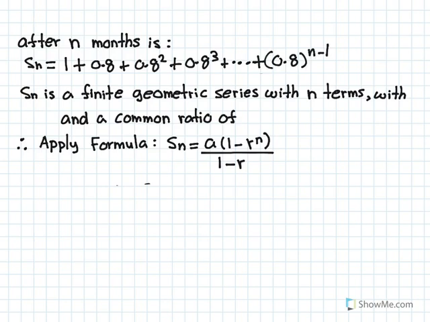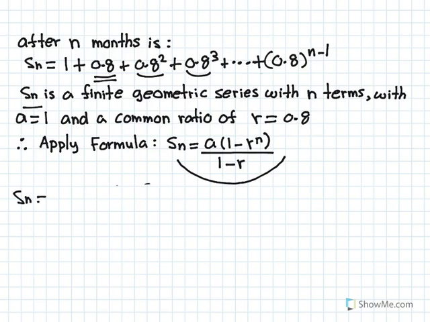Now, it's clear that Sn is a finite geometric series with n terms, with a equal to 1 as the first term, and a common ratio of r equals 0.8. The common ratio is the ratio of two successive terms, so we can just say 0.8 divided by 1 gives us r equals 0.8, or you can say 0.8 cubed divided by 0.8 squared, that also gives us r of 0.8. So now let's apply the formula for a finite geometric series. Sn is equal to a times 1 minus r to the n divided by 1 minus r.